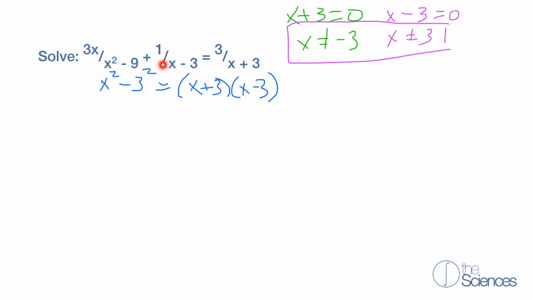So now our least common denominator is x plus 3 times x minus 3 here. We have x minus 3 here. Here we have x plus 3. So our least common denominator is both of them, x plus 3 times x minus 3. So now we're going to multiply both sides by the least common denominator to eliminate our fractions.